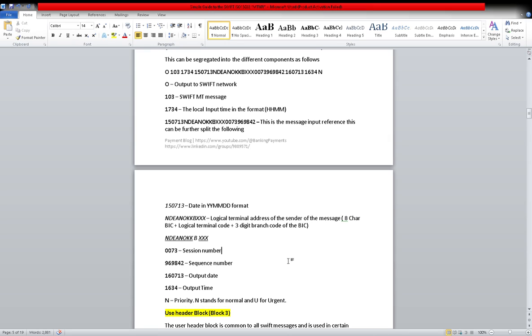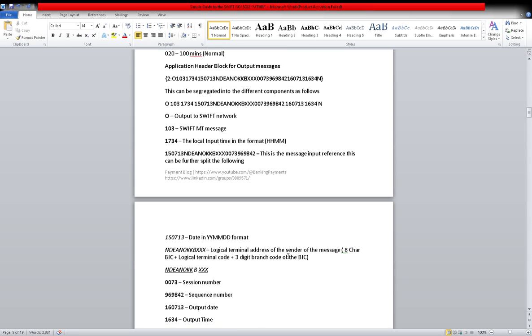Output message is a little different from input message. So what was this message, by the way? This is an output message only. That's why it's very complicated. 103 is here, this is the time, this is the BIC here. Okay, got it.